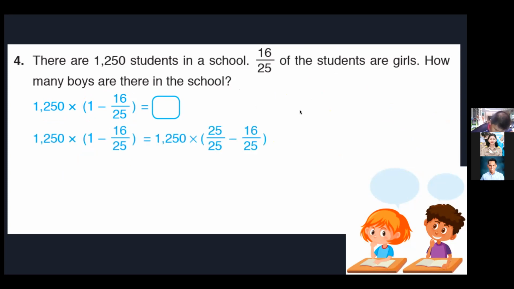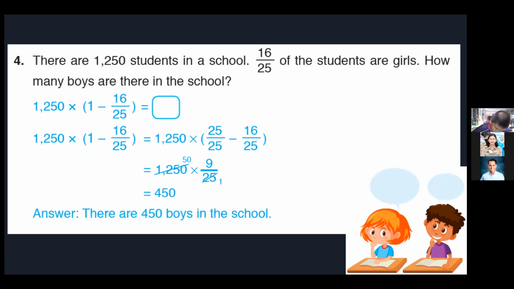Okay, 1,250 times. The 1 whole becomes 25 over 25. You cancel out. That becomes 50 times 9 is 450. So there are 450 boys in the school. Okay, if you get this correct answer, very good. You can multiply, you can add and subtract already.